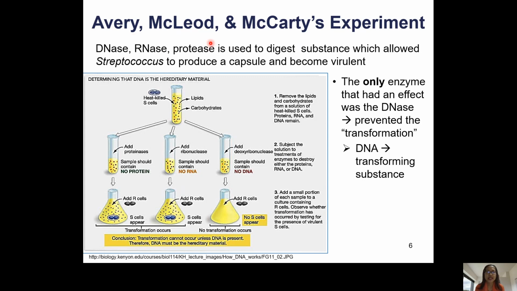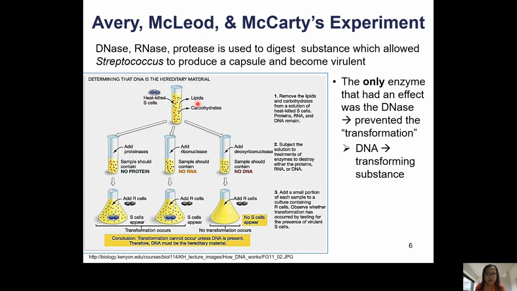So these three scientists used three enzymes: DNase, RNase, and protease, to digest substances, which allowed Streptococcus to produce a capsule and become virulent. We can see here from the picture. So they used the heat-killed S cells. Remember, S cells are actually the virulent strain.